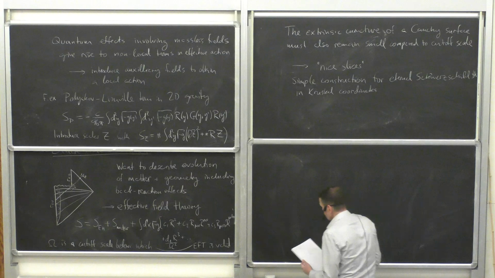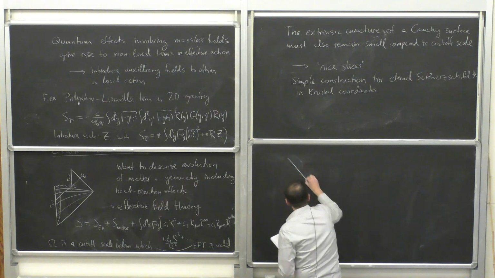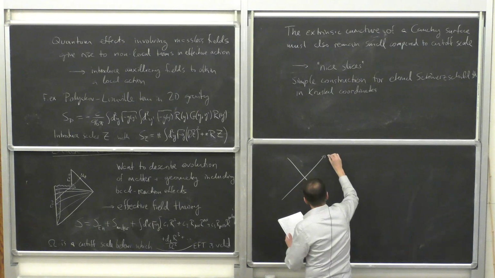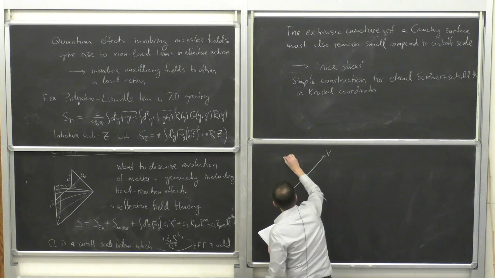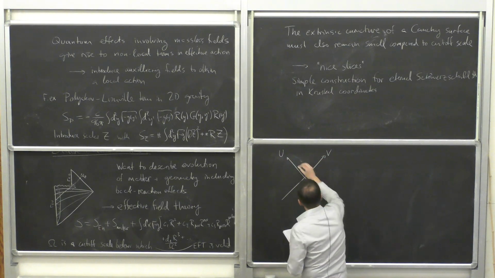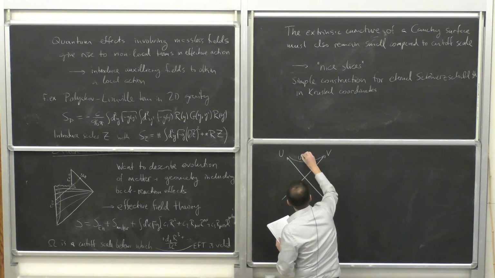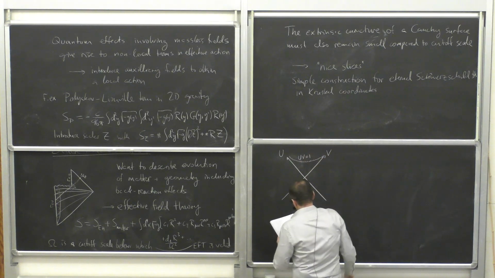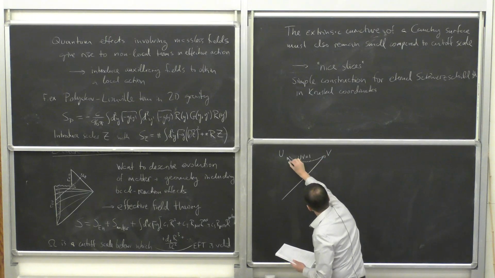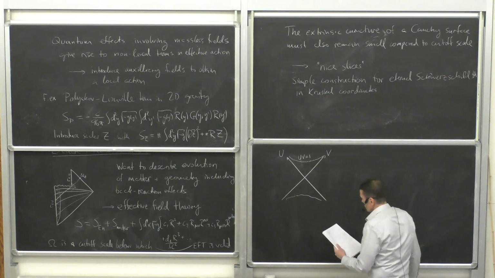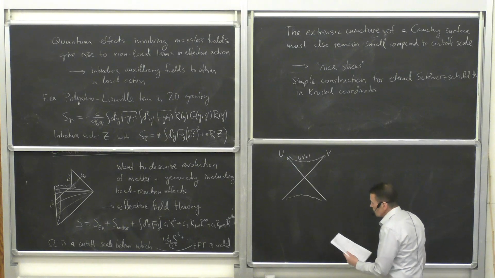So remember our Kruskal diagram. Before we did the last, it looked like this. I had these null directions. I had the capital V out here. I have the capital U out here, right? I have my singularity at UV equal to 1, right? I have the horizon, and then of course I have another singularity down here, but we're not going to be so concerned with that. And so how do I do my construction?